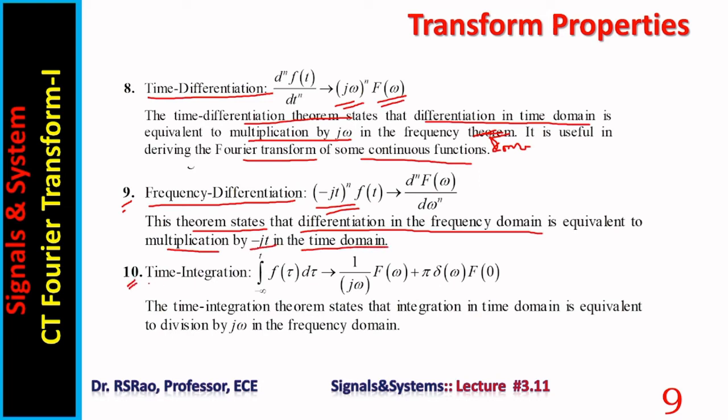Another property, time integration. The Fourier transform of integral minus infinity to t f of tau d tau is 1 by j omega f of omega plus pi delta omega. The time integration theorem states that integration in time domain is equivalent to division by j omega in frequency.